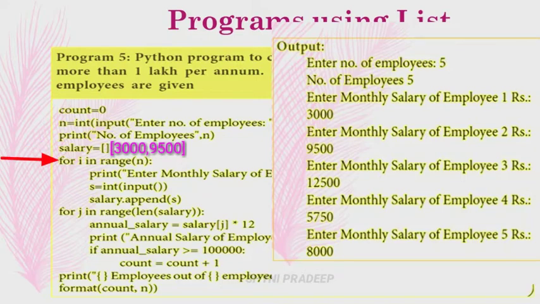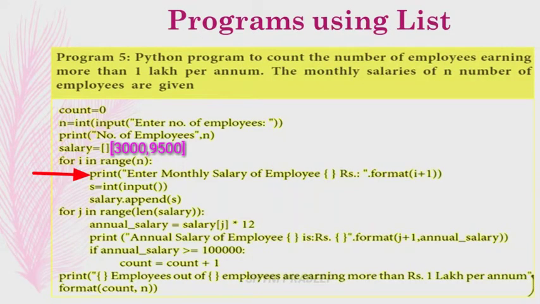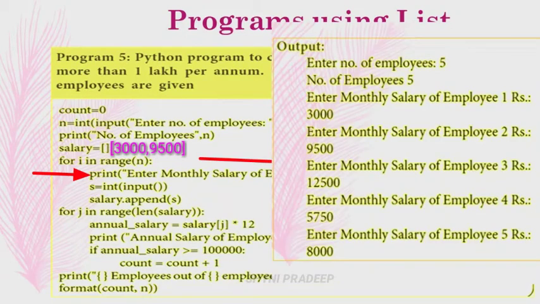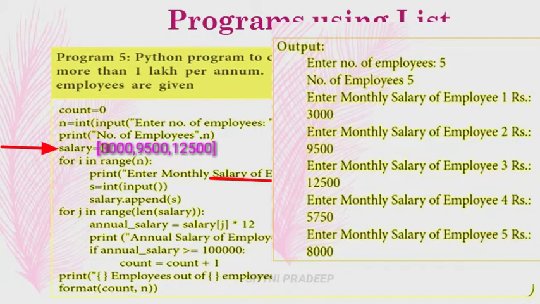And again go to the for loop. Next position is what? 2. So enter monthly salary of employee. 2 plus 1, 3. Employee 3 rupees. 12,500. You are entering that value and that salary will be appended to the salary list. Which means that the third salary is added in the salary list. So length of salary is now what? 3.